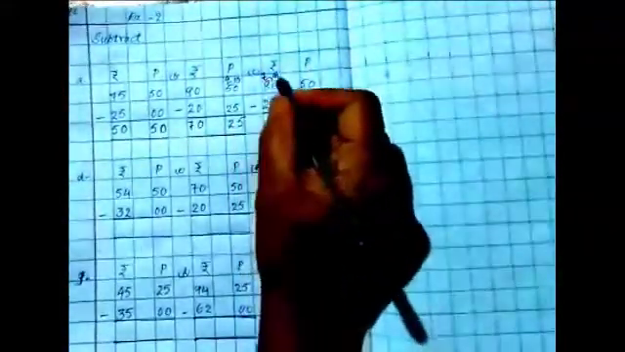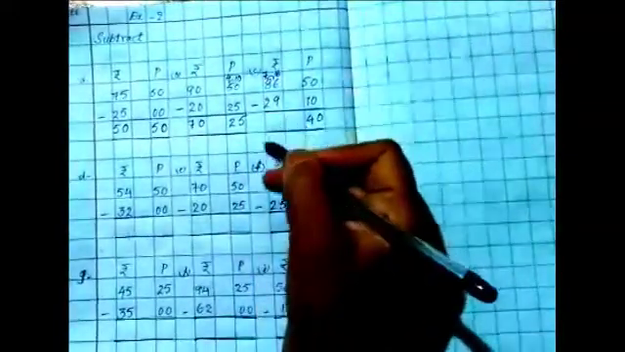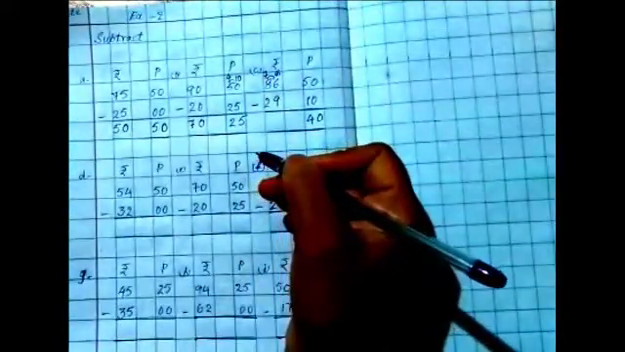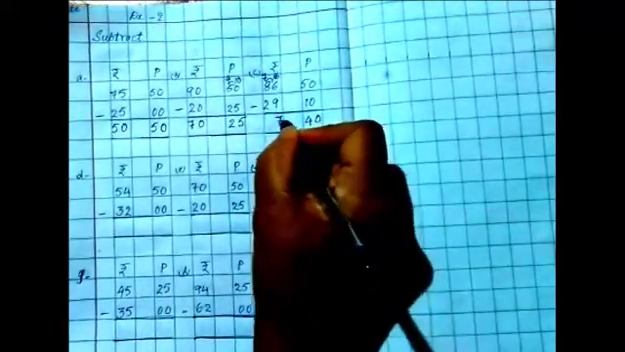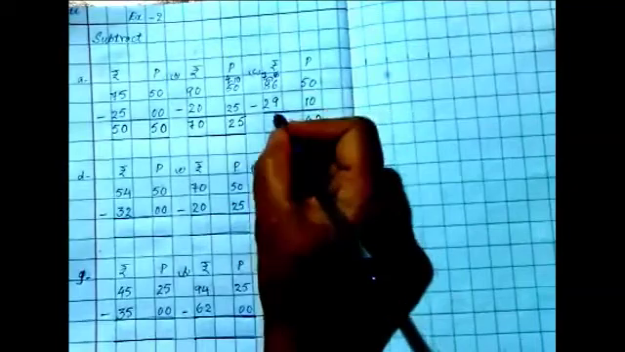Now count after 9 till 16. After 9, 10, 11, 12, 13, 14, 15, 16. 7 is left here. And here 7 minus 2 is 5.